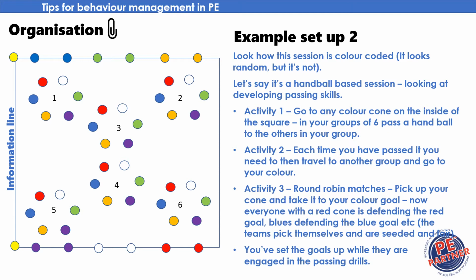Activity 3, we're going to play round robin matches. So we're going to say to the children, can you pick up your cone and then go to your goal? Now you've been setting up the goals while they've been playing the passing game. So you can see that the reds can all go to the red goals, the whites can all go to the white goals, and the purples can all go to the purple goals, and that's the goals that they're going to defend in a game against the team that is facing them. So you've got a team set up that's fair because the groups are all mixed up now. It's ready to go, your pitches are ready to go, and your setup's been really easy to establish.